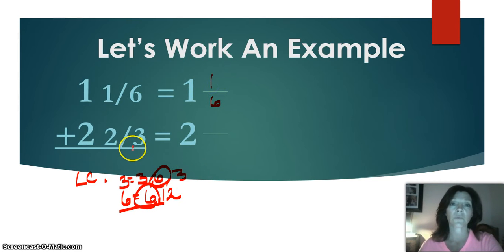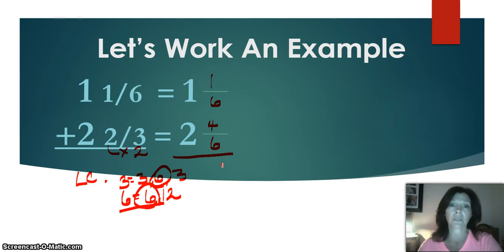For here, 3 is our denominator, but it's not 6. So we're going to write 6 here. What did it take to make 3 equal 6? 1, 2. So we're going to multiply that 3 by 2 to get 6. If you do it to the bottom, remember you have to do it to the top. So 2 times 2 is 4. So our new problem is 1 1/6 plus 2 4/6.